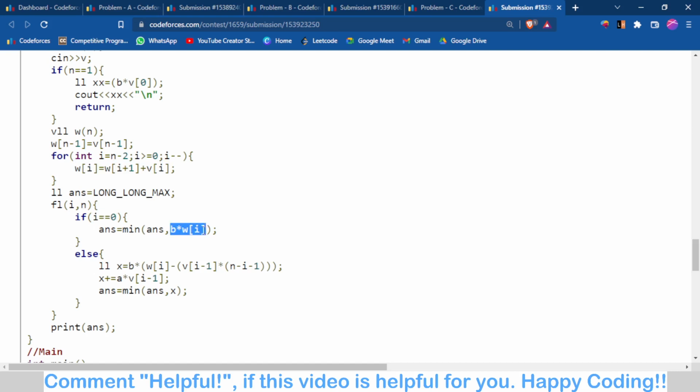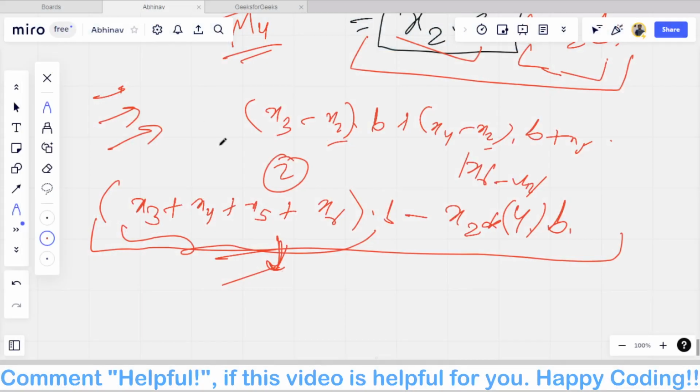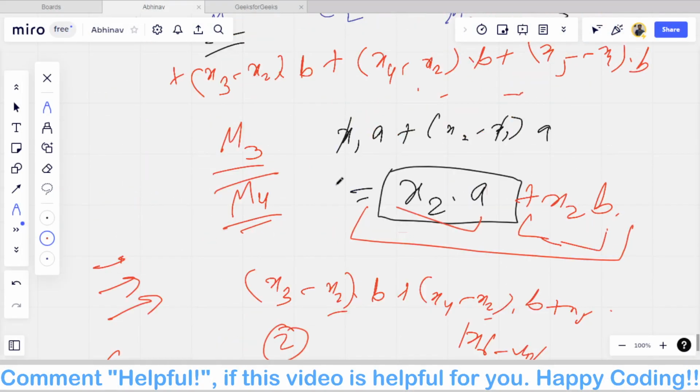What is w_i? w_i is basically the sum of all the kingdoms. When we are reaching kingdom number i, what we are adding is a into v, because as you know, when we were reaching kingdom number second, how much is required? It is x2 into a. Because it is 0-based, x1, x2, if we are reaching this second one, how many of these operations are required, what is the cost? It is x1 into a.